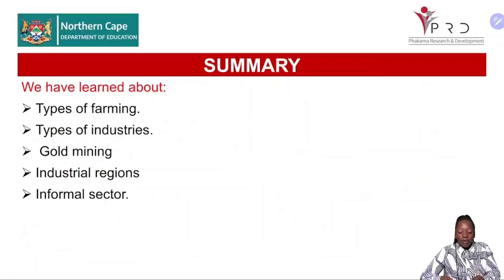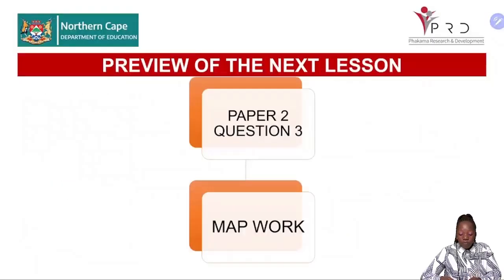So, to summarize what we have learned so far, we have looked into the types of farming, the types of industries, your gold mining, the industrial region, which is the PWV, and then the informal sector. To give you a preview of our next lesson, we will still be focusing on paper 2, but we're going to look at question 3. You will remember that question 3 consists of your map work.